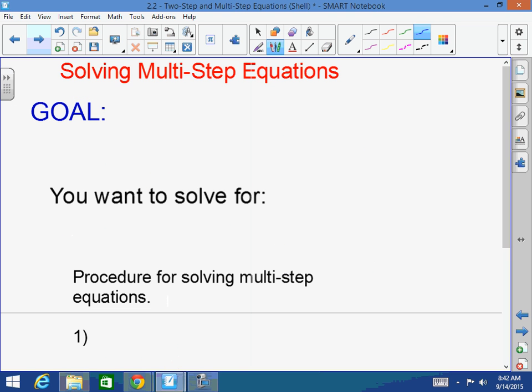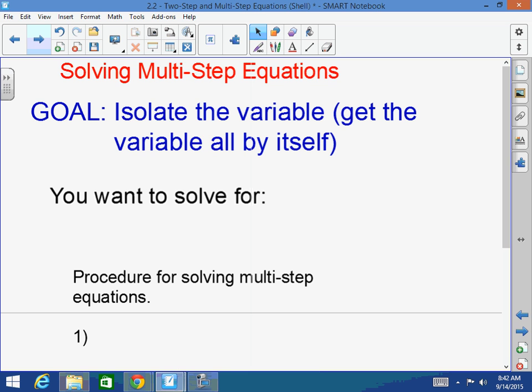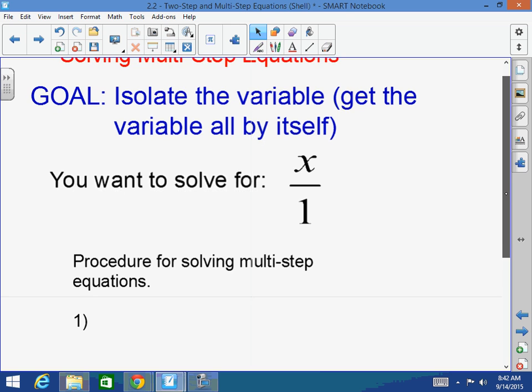Okay, multi-step equations. Don't want to bore you, but I got to show you the same thing. The goal: isolate the variable. Get it by itself. You want to solve for x over 1. That's the goal for any equation. I don't care how simplistic or how difficult.